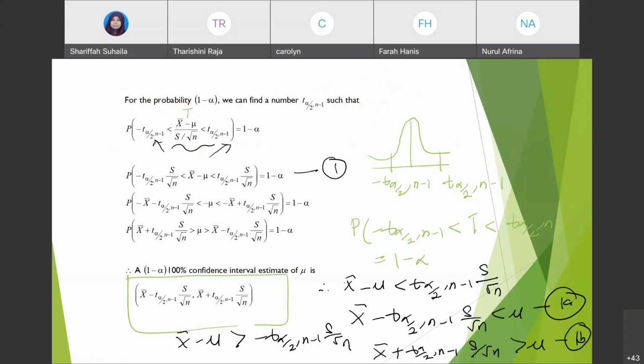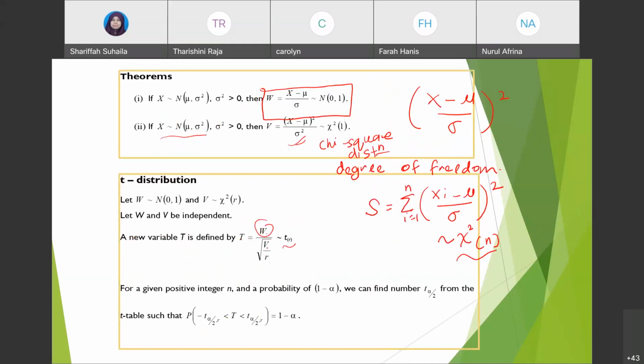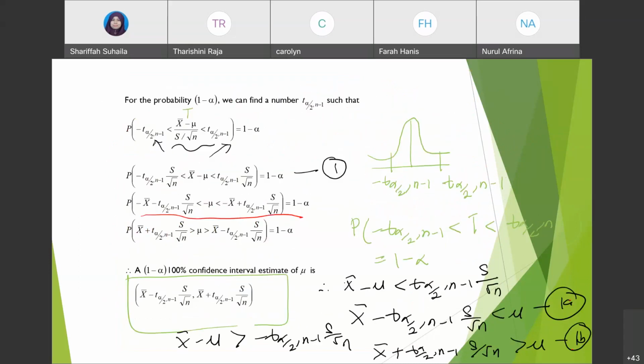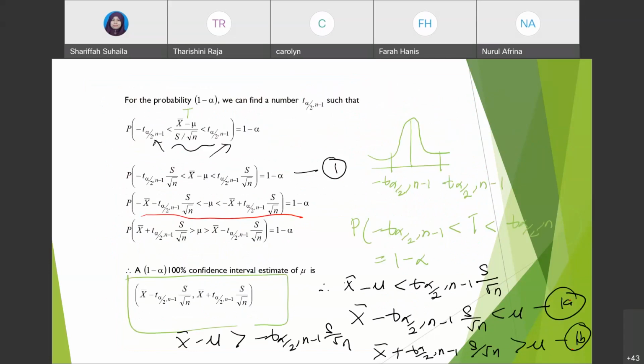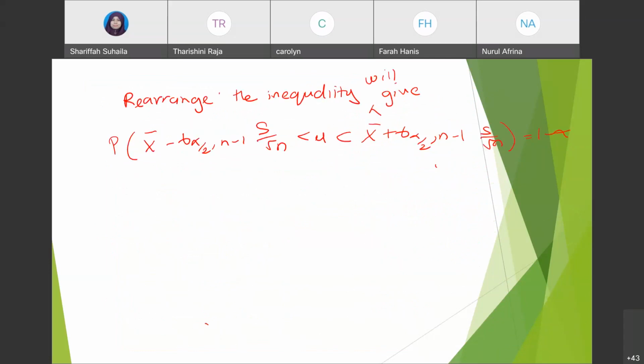So when you have rearranged all this, if you want to split it, instead of showing it like this here, show 1A, 1B first, and then rearrange back the inequality, then it will give you this one. So that means this is your confidence interval estimate. So you will have X bar plus minus T alpha over 2, N minus 1, S over square root of N. The confidence coefficient is 1 minus alpha.